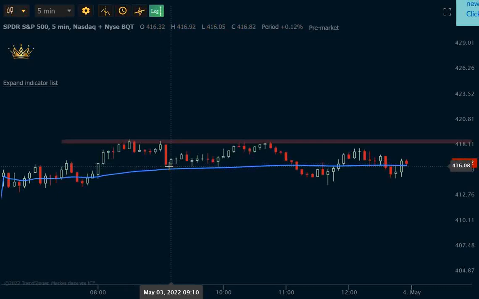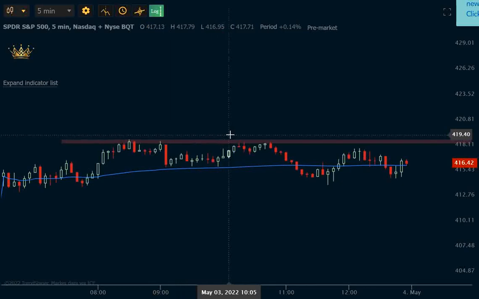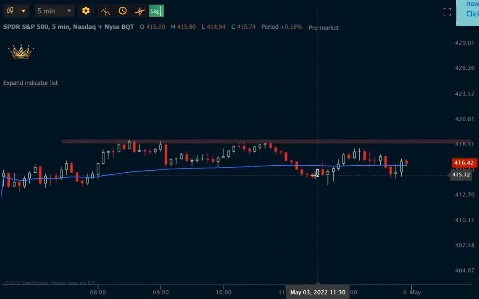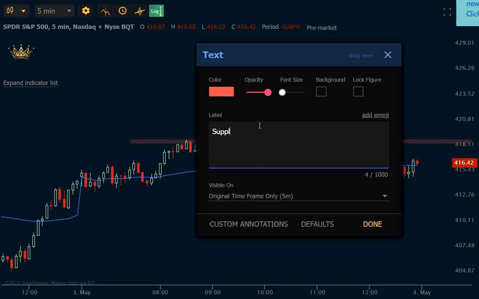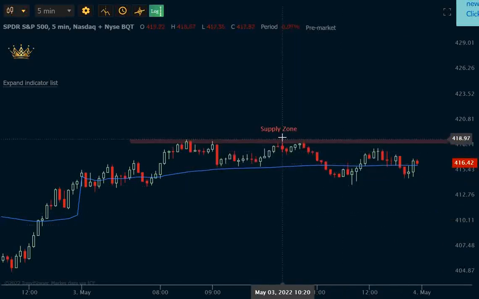Now you're going to watch for a re-entry off that third test of the supply zone. Here it goes. So test right here, okay? Bounces down a bit, bounces back up into the zone, and then straight down. All right? So this zone is strong selling. So this is a supply zone. Let me mark that down. Supply zone.